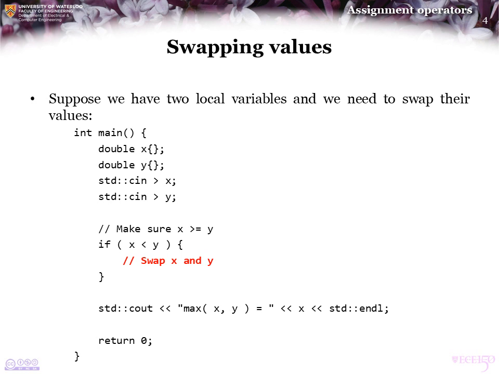Now, suppose we have two local variables and we need to swap their values. So, for example, here we have a program that asks the user for two doubles, x and y. Now, we'd like to make sure that x is greater than or equal to y. So, if x is less than y, we're going to swap the values of x and y so that the maximum is the value x.